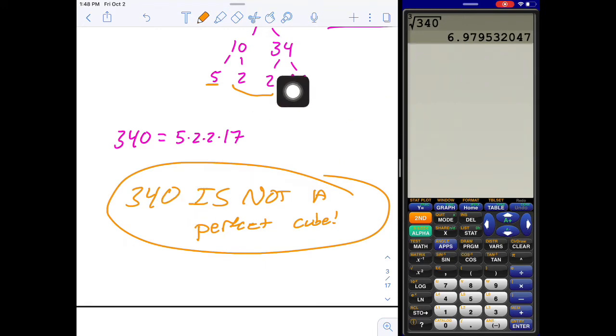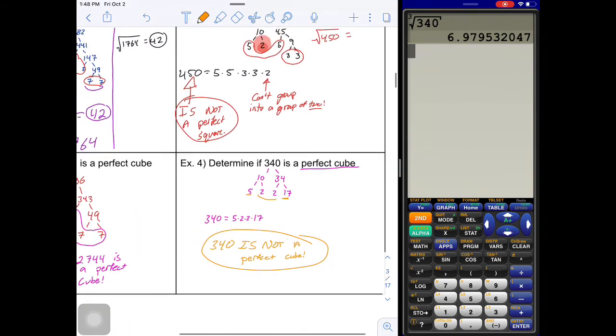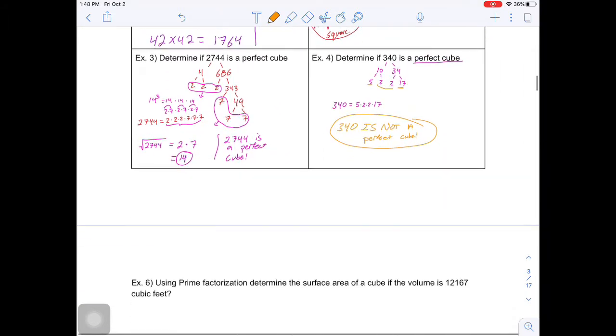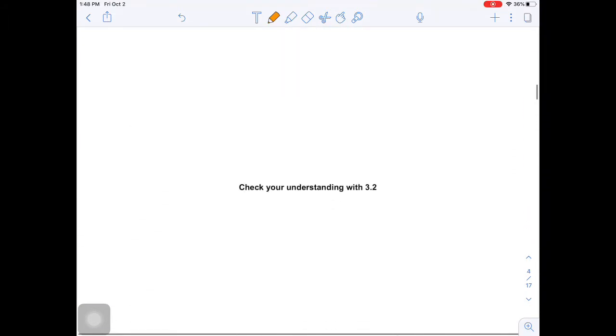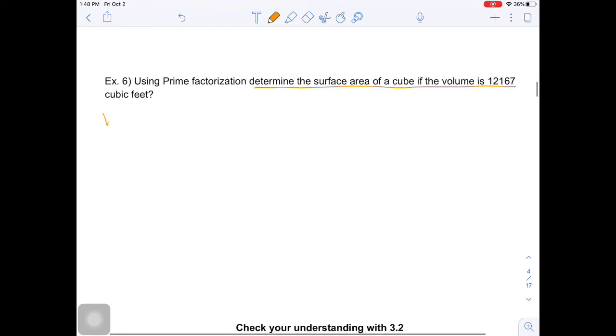We know that because we can't group anything into groups of 3. Okay, and you have numbers all left out. Okay, so let's utilize this in some word problems here. So use prime factorization and determine the surface area of a cube if the volume is 12,167 cubic feet.